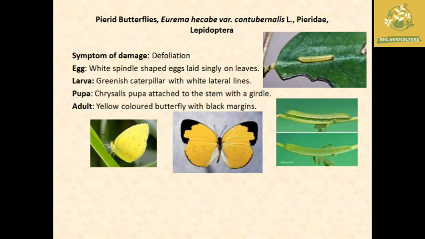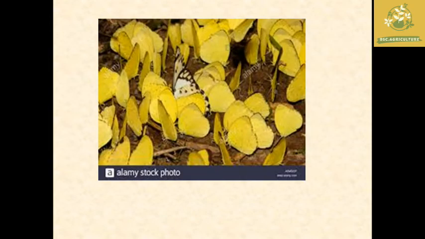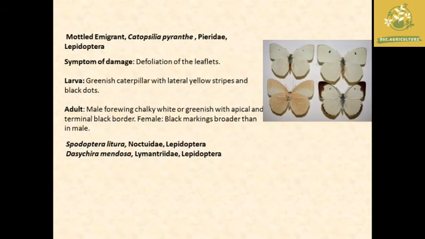And while seeing about the identification characteristics, the egg is white and spindle shaped, laid singly on the leaves, and the larva is a greenish caterpillar with white lateral markings, and the pupa is a chrysalis pupa attached to the stem with a girdle, and the adult is a yellow colored butterfly with black margins, which is the characteristic nature of the pierid butterfly, and it is a group of pierid butterflies.